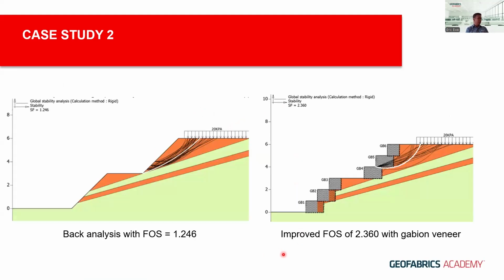The alternative to that, and possibly a cheaper consideration, is a mass gravity veneer on the slope, surcharging, imposing a normal load or normal weight on top of the slope surface, preventing the creeping slope from occurring as an alternative. And you can see the improvement of slope factor of safety from before, 1.246, to an improvement of 2.36 with the gabion veneer.